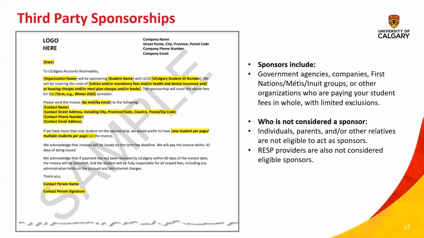To set up a sponsorship, students need to produce a letter from their sponsor outlining several key details. Then they would submit this letter on a term-by-term basis. You set up a sponsorship for fall, and then you set up a sponsorship for the winter, and then do the same thing in the next year and the next year. We have included here a template example, which is available on the website as well.